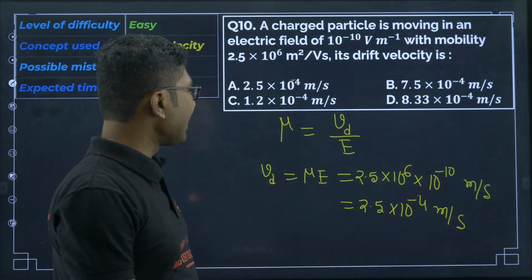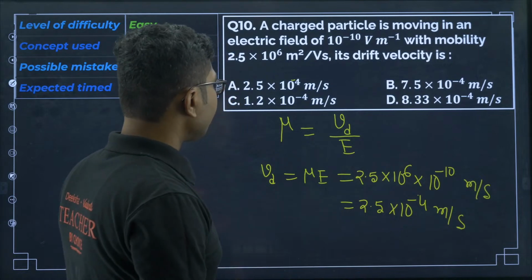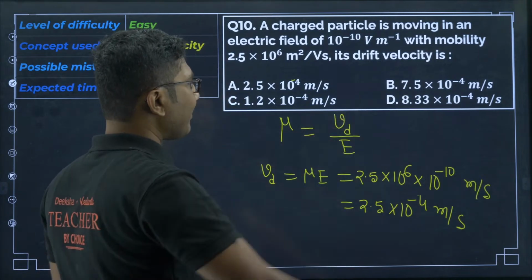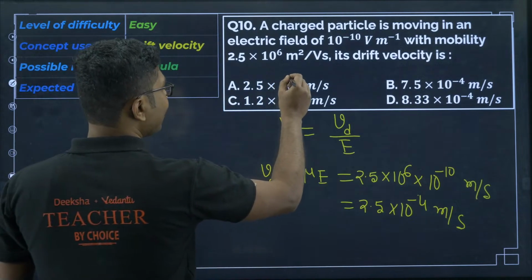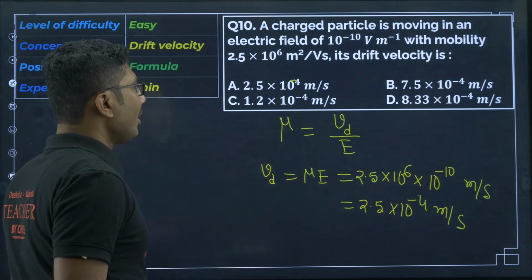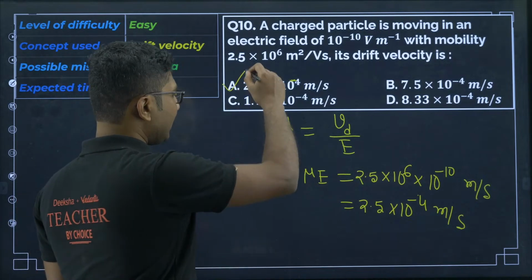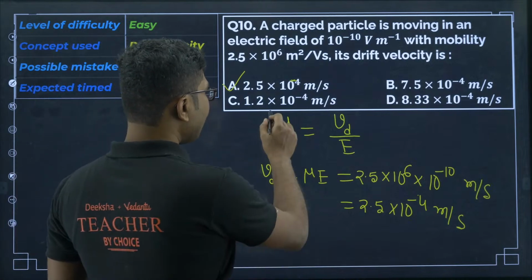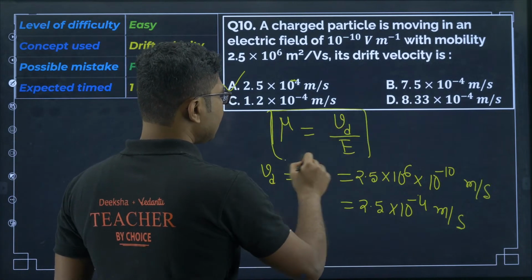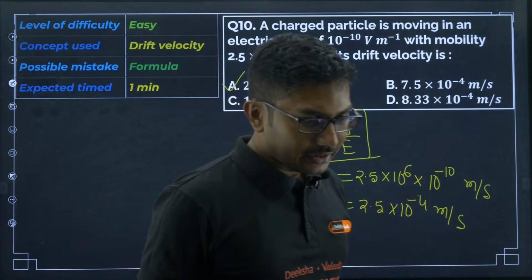Okay, there is a typing mistake. You see all of them are minus 4, suddenly one of them is plus 4. This will be minus 4. So the correct answer is in this case option. Easy question, that is why I am not wasting super time. So you have to remember the definition of mobility, that is drift velocity per unit electric field.